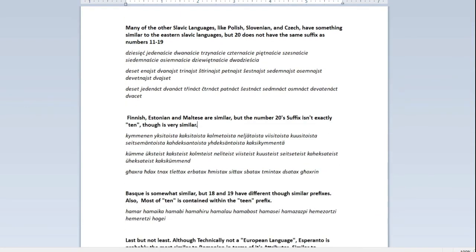Anyways, moving down, we have Finnish, Estonian, and Maltese are similar, but the number 20 suffix isn't 10, though it's very similar. So instead of it being the exact same thing, it is relatively similar. So we have this kumenin or whatever, and then all of these end with oista, not even remotely close to kumenin. But sure, whatever, right? And then you end up with 20, which is kasikumenta, right? So not the exact same, but very similar.